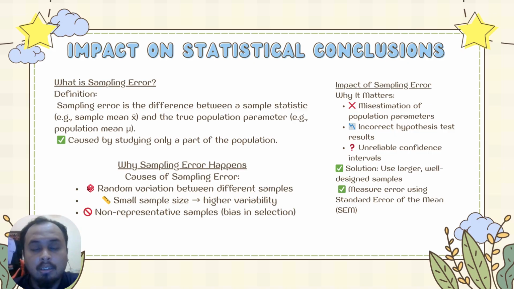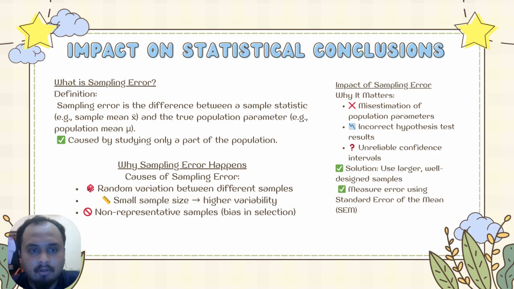Here on screen is the impact on statistical conclusions. Let's start with the definition. What is sampling error? Sampling error is the difference between a sample statistic and the true population parameter. It's caused by studying only a part of the population.